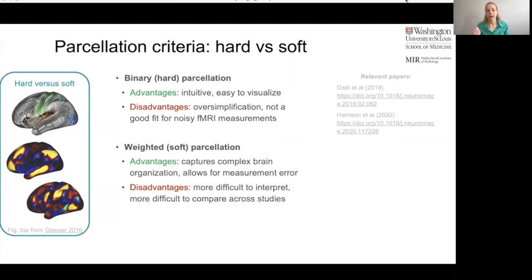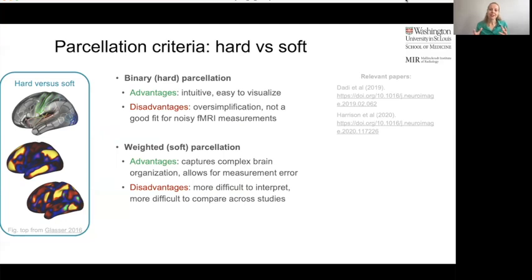And so that means that a specific voxel or vertex is part of one node and not part of any other nodes. And the advantages of this is that it's intuitive and it's very easy to visualize. But the disadvantages are that it might be a bit of an oversimplification of the functional organization of the brain. And also it might not be a good fit for the noisy, low SNR measurements that we get, particularly with functional MRI, but with other MRI modalities as well.